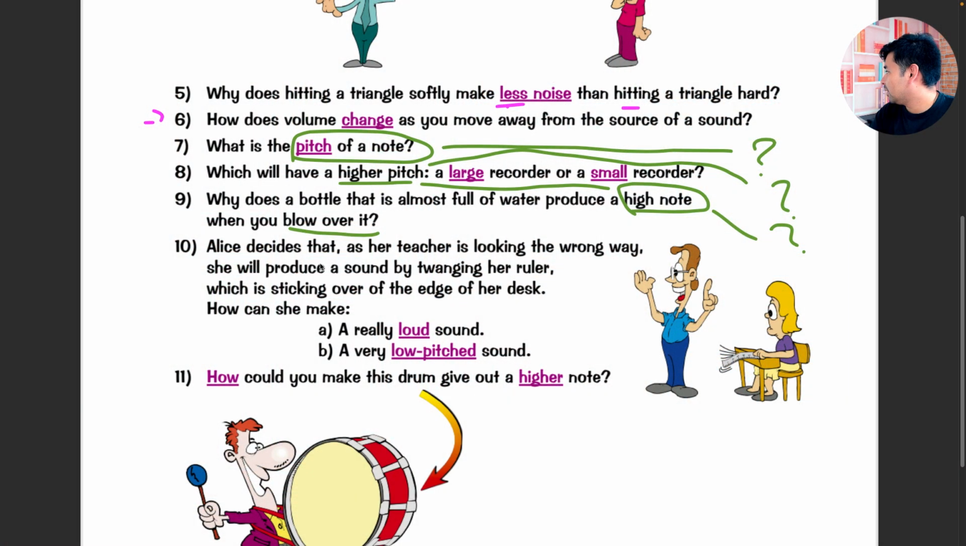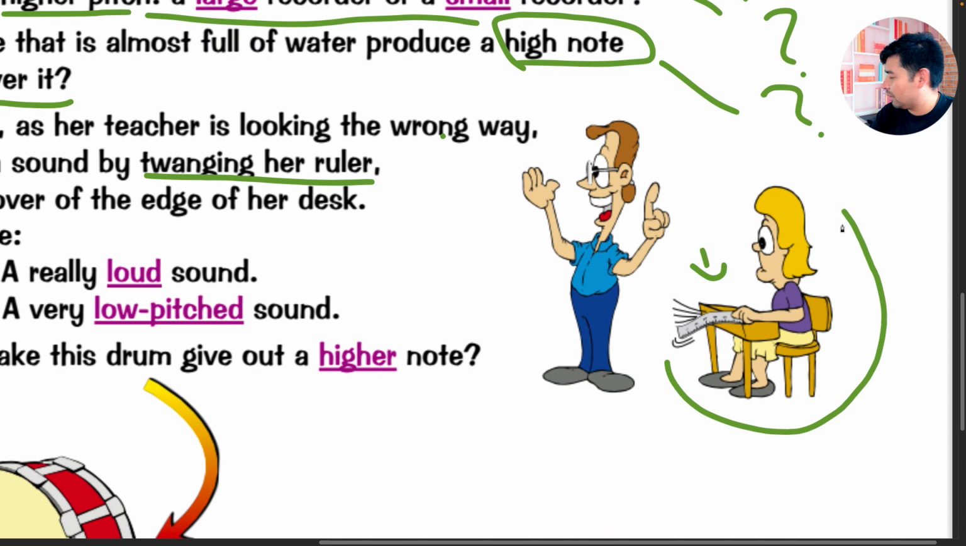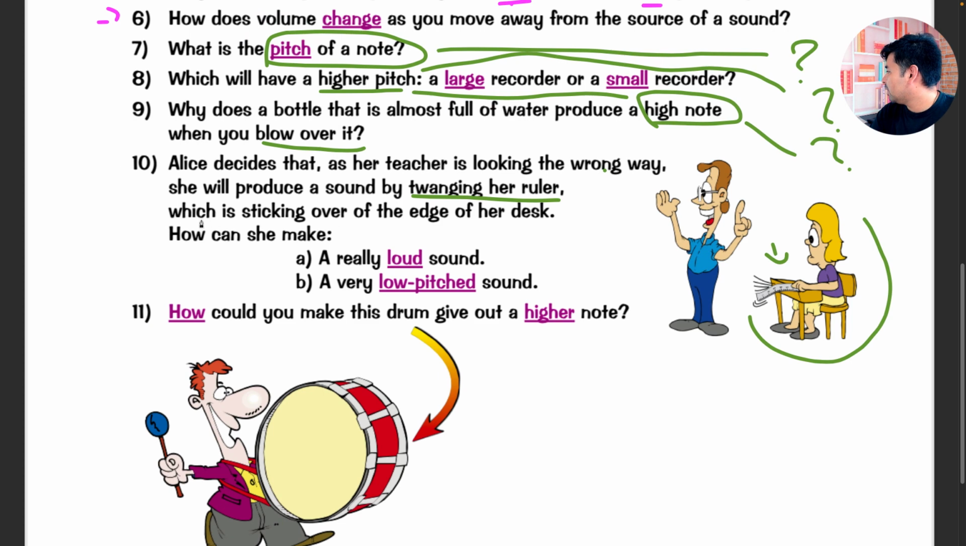And then Alice decides, as her teacher is looking the wrong way, she will produce a sound by twanging her ruler, like she's doing here. This is twanging, as we can see here, the girl. So she's twanging, this movement like that, which is sticking over the edge of her desk. It's sticking like this movement here. So how can she make a really loud sound?